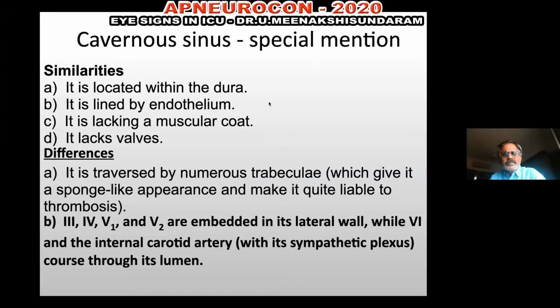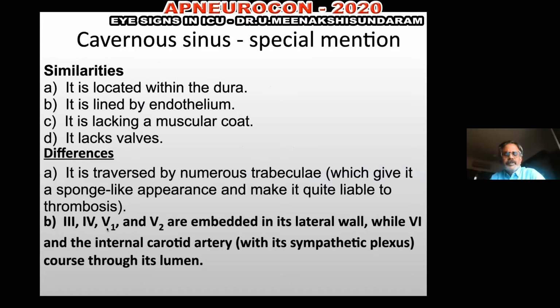The similarities: it's a dural venous sinus like the other sinuses. It is lined by endothelium. It lacks a muscular coat and it lacks valves. The differences are it's traversed by numerous trabeculae, which give it a sponge-like appearance. That's why it's called a cavernous sinus.